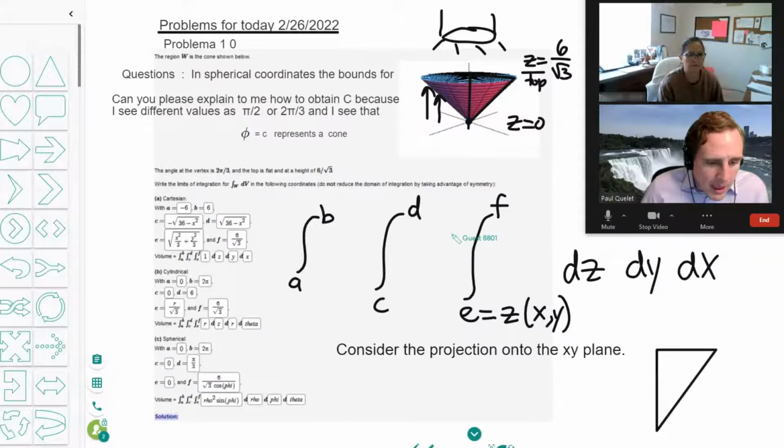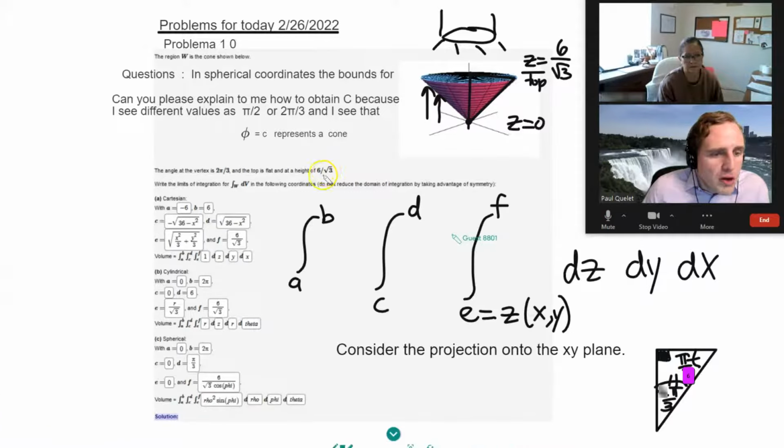So if this is 2 pi/3, then this is a right angle for phi. So yeah, 2 pi/3 in degrees would be like 60 degrees. So that means this is going to be pi/3. And then what that means is we know that this leg of the triangle is 6 divided by square root of 3, because that just comes from the geometry here from this z.